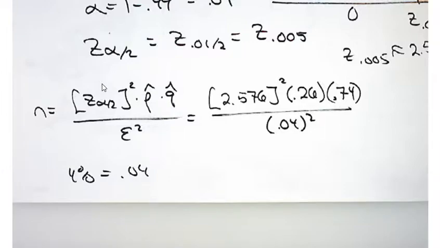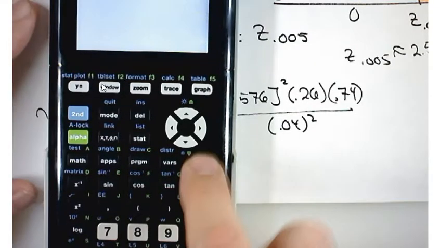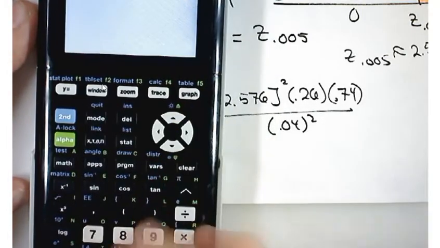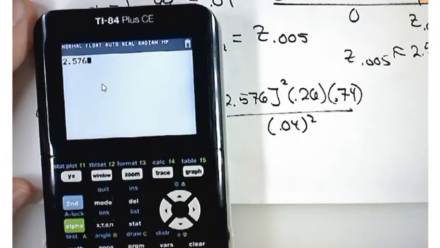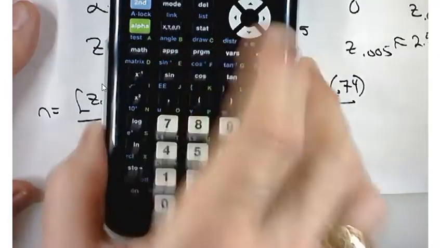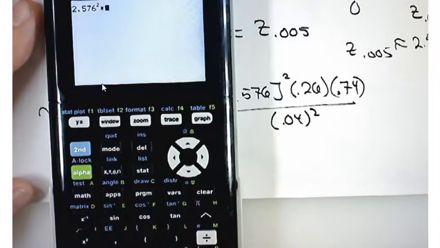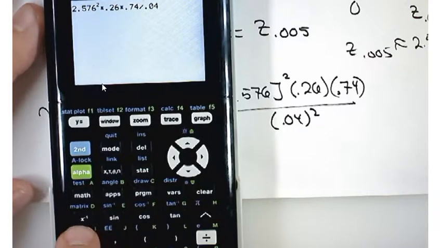Let's take out some calculators here. So 2.576. Oops. And then I'll hit the square key on the left-hand side. Times 0.26 times 0.74 divided by 0.04. And again, hit the square key.